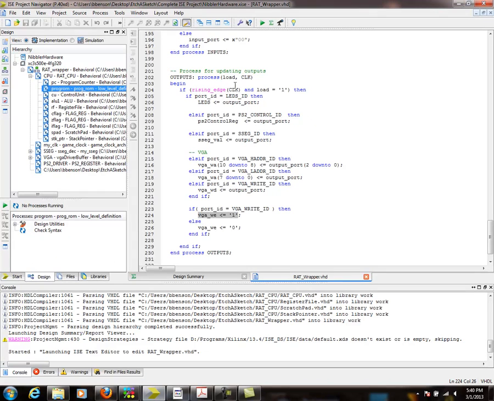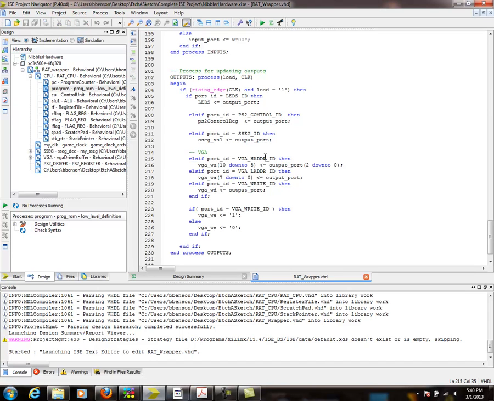Over here we have, in our output process in the port map of the RAT wrapper, if we get the port ID is the VGA high address, then we're going to write the lower three bits of that output port to the upper three bits of the 11-bit address of the VGA. Then if we have the low address, we're going to output the whole 8 bits of the output port into the lower 8 bits of the 11-bit address of the display. If we have the write, which is the color, then we're going to output the color to the data port of the VGA. Also, if we have the color, which is the write ID, then we have the VGA write enable is a 1 saying, yes, go ahead and write this color.